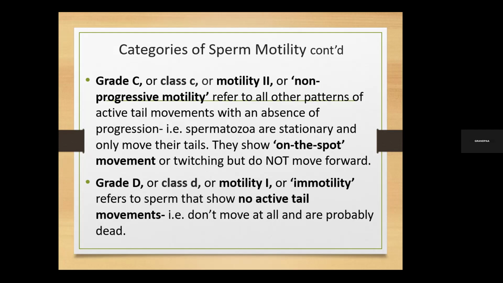And then grade D, which is the immotility, refers to no active tail movements. Remember that those that are not moving forward, but moving the tail, you can't say they are immotile. That is with the grade C. But with the grade D, nothing is happening. It is at this stage, once you move forward, that you are going to do the vitality. Vitality is about proving whether it's dead or not. But for now, at this stage, you can only say that they are immotile, they are not moving. So that is the classification of the motility.